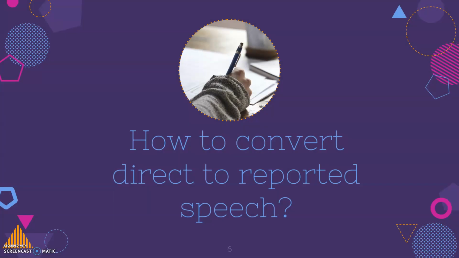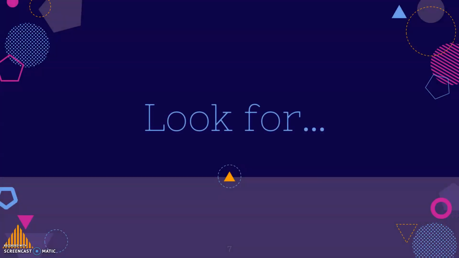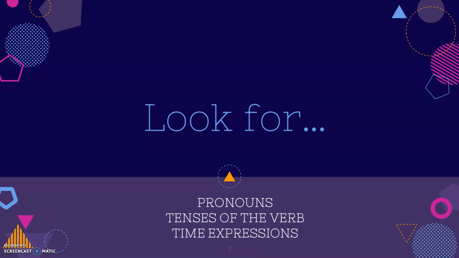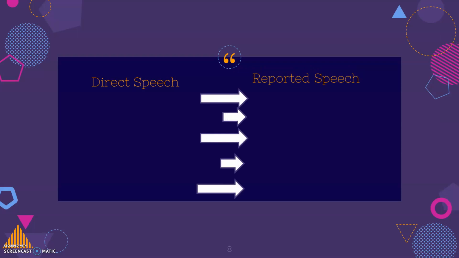I hope that the differences of the two kinds of speeches are clear to you, because we will now proceed with some tips on how to convert direct to reported speech. We need to look for three things: the pronouns used in the spoken words, the tenses of the verb, and the time expressions. They will be changed in the conversion to reported speech. Refer to this diagram and, as much as possible, memorize them so it will be easier for you to convert the tenses of the verb.